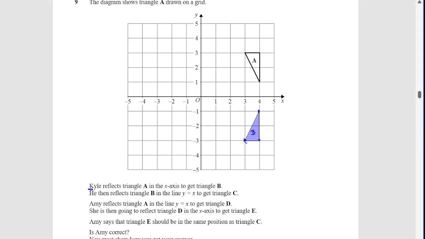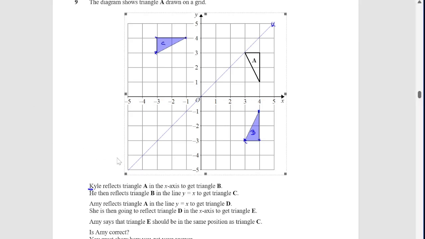And then he reflects in the line y equals x to get triangle C. So let's put the reflection line on. So this is going to be my line of reflection. So that is going to be reflected if we look 1, 2, 2.5, 1, 2. So that point would go there. Then we're looking there and there. And again, if we join those up, so that's going to be my triangle C.